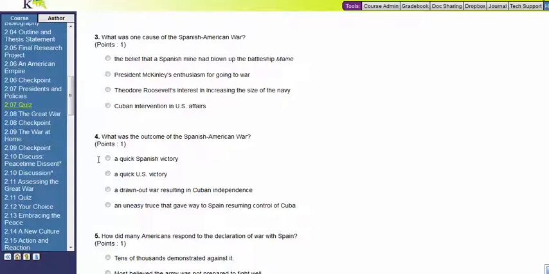Number 4, what was the outcome of the Spanish-American War? A quick Spanish victory, a quick U.S. victory, a drawn-out war resulting in Cuban independence, or an uneasy truce that gave way to Spain resuming control of Cuba.